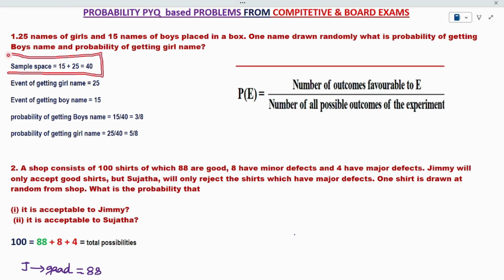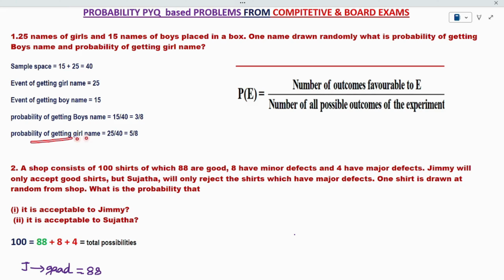So I know the sample space as well as the event of getting a girl's name and the event of getting a boy's name. By substituting these values, I can get the probability of getting a boy's name as well as the probability of getting a girl's name. Here the probability of getting a boy is equal to the event of the boys by the sample space. So 15 by 40, 5 3s are 15, 5 8s are 40. I'll get 3 by 8.